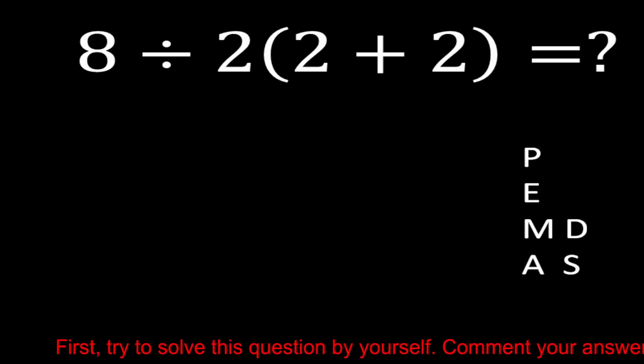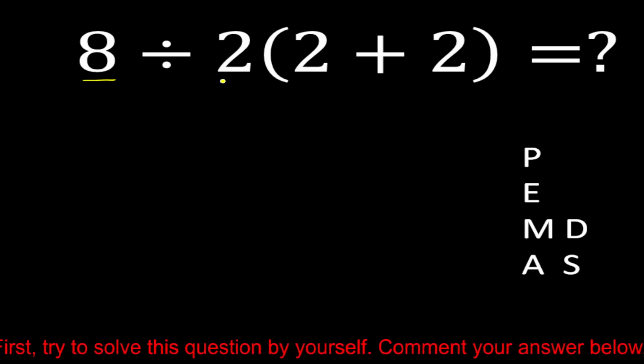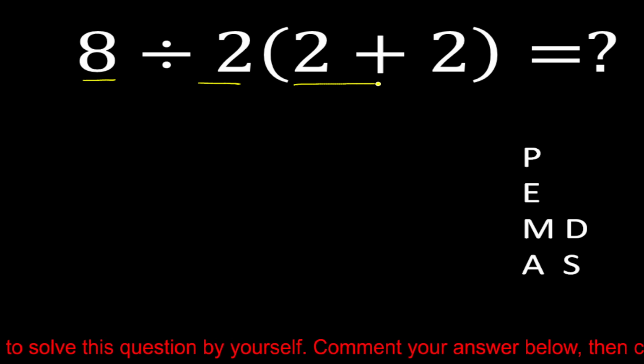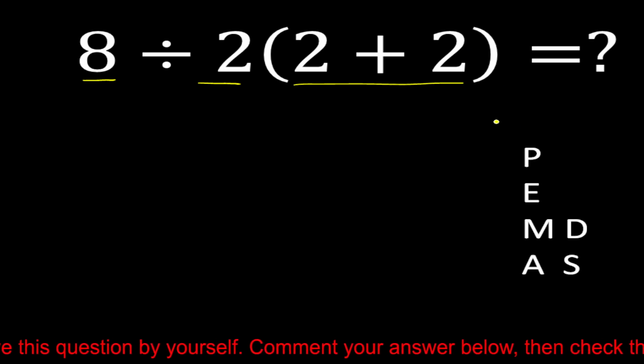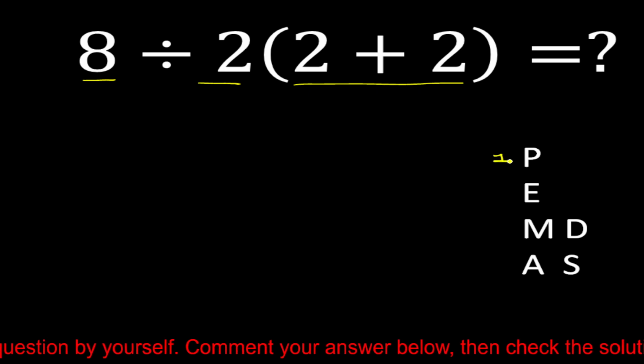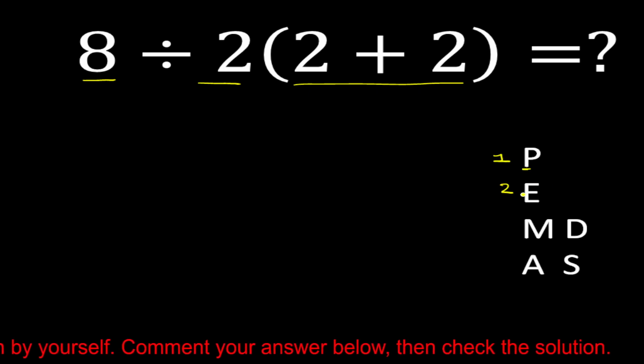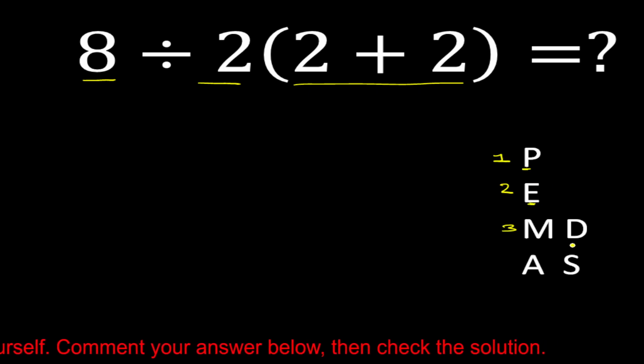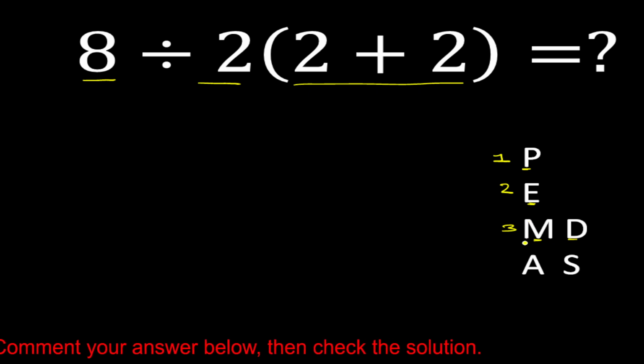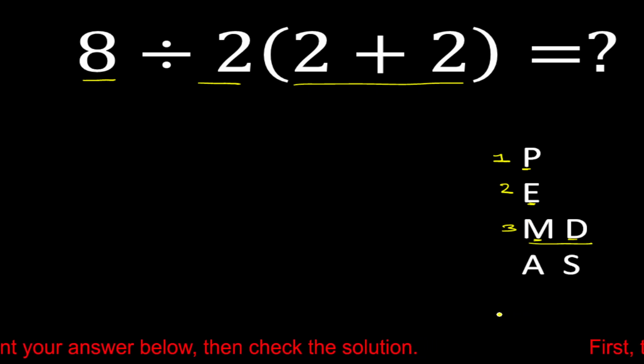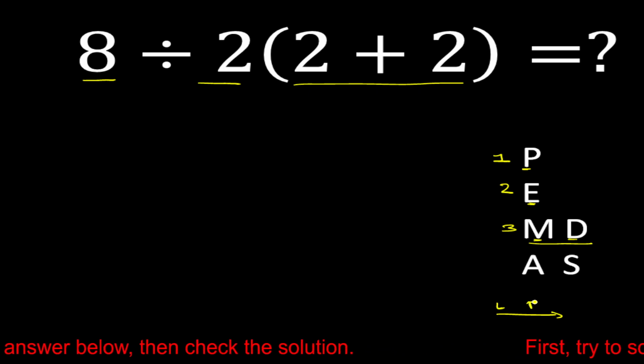So here we have a question: 8 ÷ 2(2 + 2). Now let's solve this problem by using the PEMDAS rule. First priority is parentheses, second priority is exponents, third priority is multiplication and division. Here multiplication and division both have equal priority, so we have to solve it from left to right.